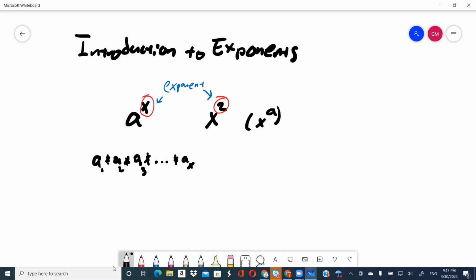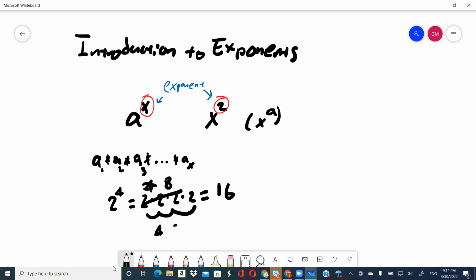So first I want to give you an example. Let's say a is 2, and let's say you want to raise it to the power of 4. That means you're going to multiply 2 by itself 4 times. So you've got 2 times 2 times 2 times 2. Well, 2 times 2 is 4. 4 times 2 is 8. And 8 times 2 is 16. 2, 4, 8, 16. All right.